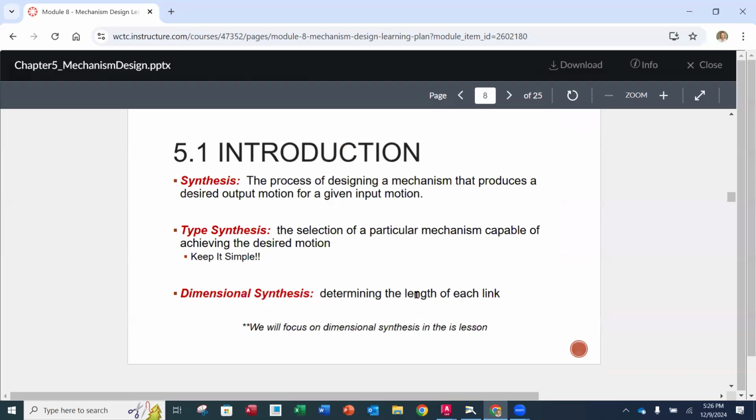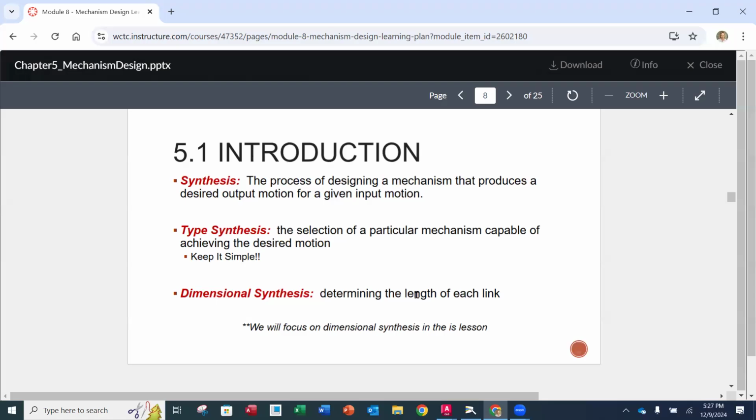So let's start with synthesis here. Synthesis is the process of designing a mechanism that produces the desired output for a given input. Normally, when we start the design process, it's the output that we know the most about, and we've got to work backwards to the input. In the problems that we've been doing throughout our kinematics class, many times we're given the input, and now we've got to identify the output. So what I like about this last module in chapter 5 is that it's probably the most realistic process of how you're actually going to do this when you're out in industry. So it kind of brings everything together that we've done.